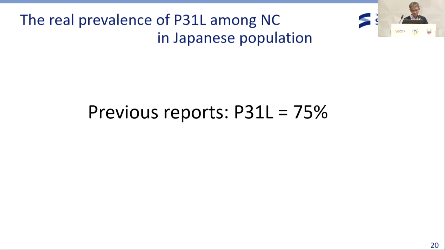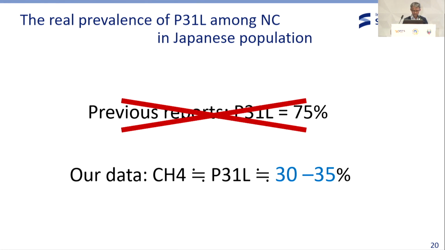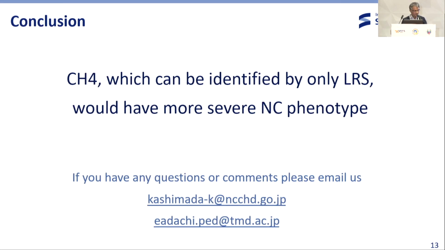And the second message is about the prevalence of P31L in previous reports, but we don't believe this anymore. Our data suggests that CH4 and P31L are identical, at 30 to 35%. So thank you for your attention.